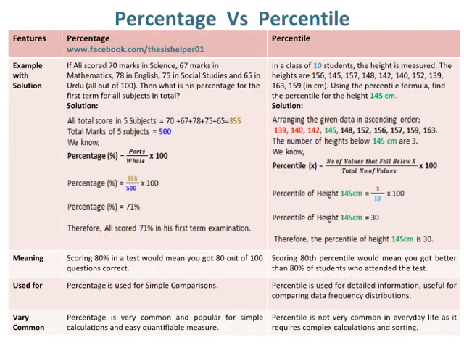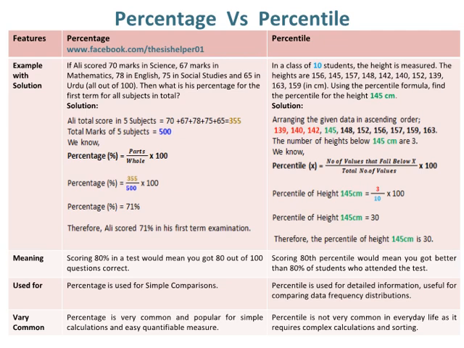Example with solution of percentage. If Ali scored 70 marks in science, 67 marks in mathematics, 78 in English, 75 in social studies and 65 in Urdu, all out of 100, then what is his percentage for the first term for all subjects in total?